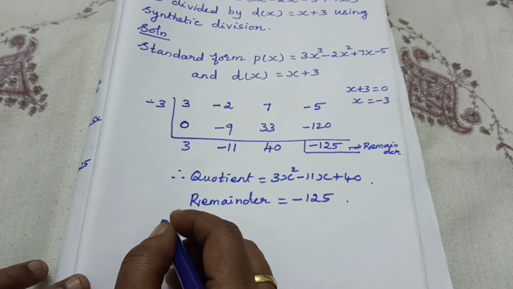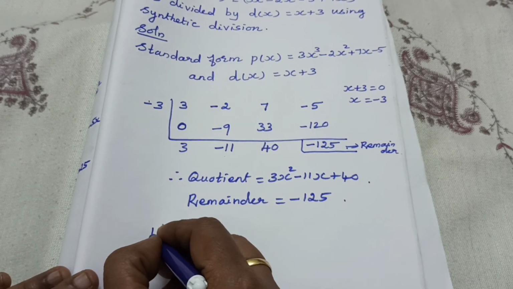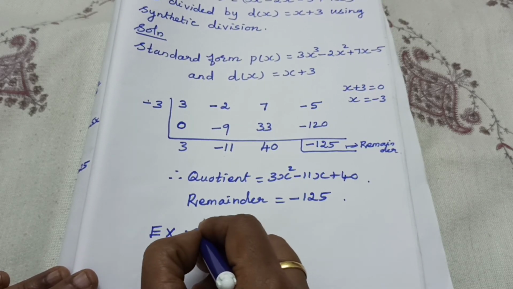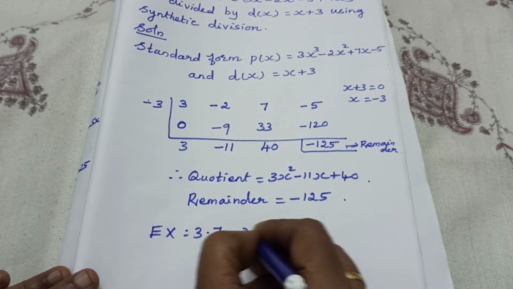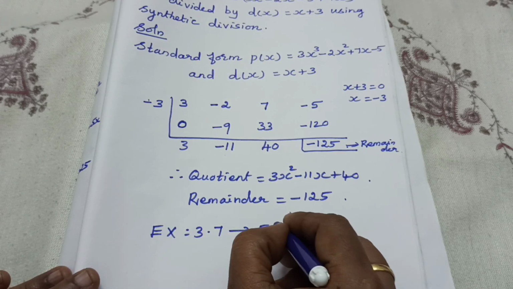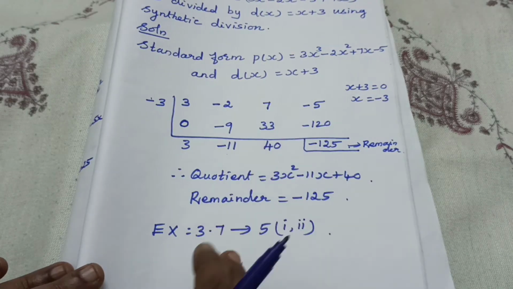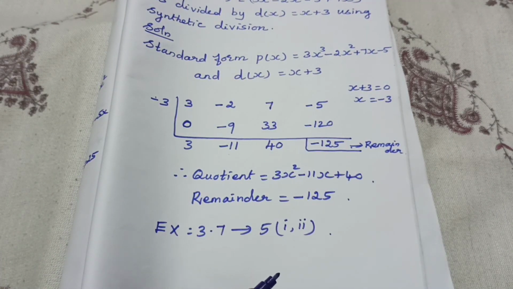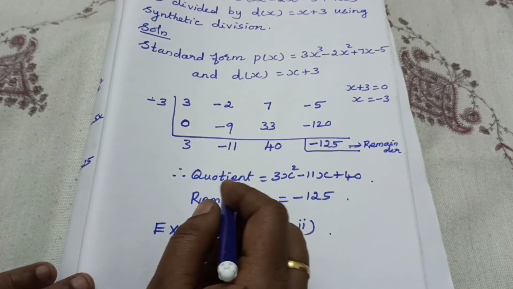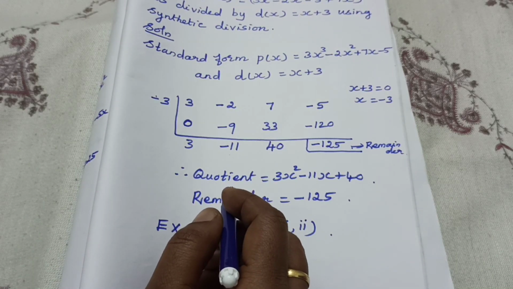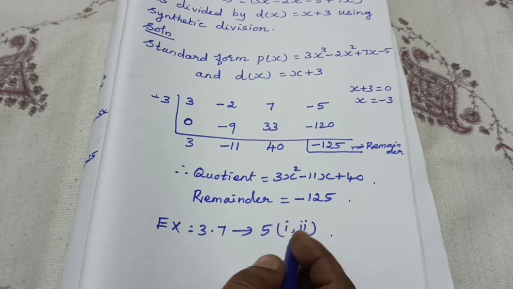Then the same model, shall I give 2 questions as homework for you? Exercise 3.7, fifth one, first subdivision and second one. Try to do it by the synthetic division method. Suppose they did not ask anything specific, then you can also write the previous model.